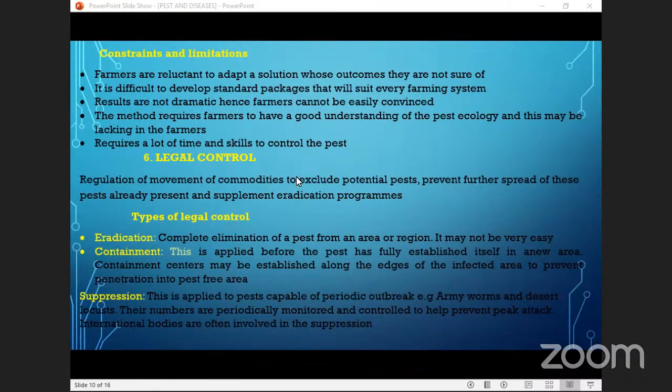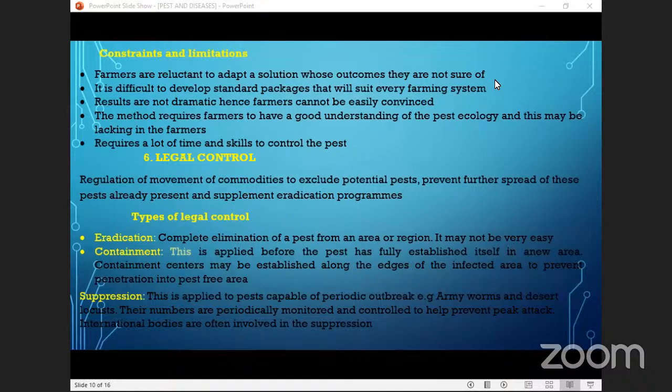All right, thank you. Constraints of this method, the limitations, why most farmers don't like it. Number one, farmers are reluctant to adopt a solution whose outcomes they are not sure of. If you use chemicals, you spray and the next minute you see the pests falling there and they are dead. What of this method, which you are not sure of? That's why farmers don't adopt it so easily.